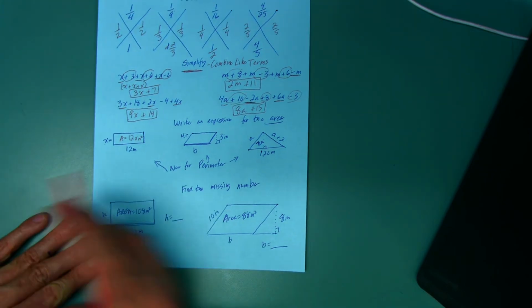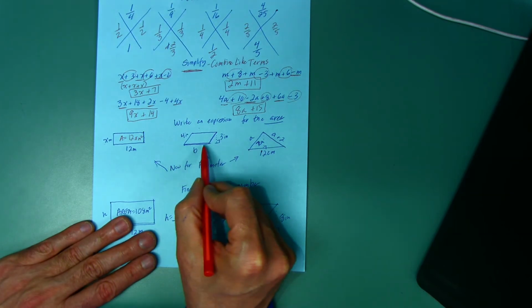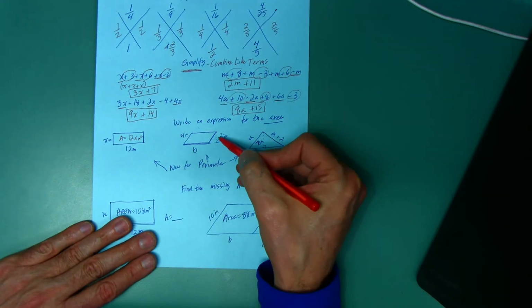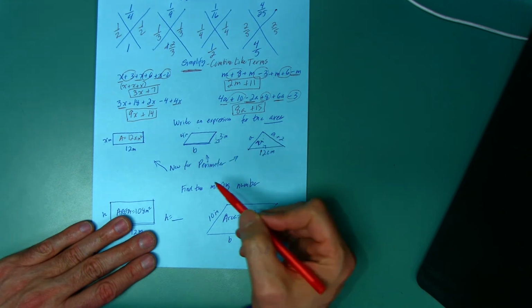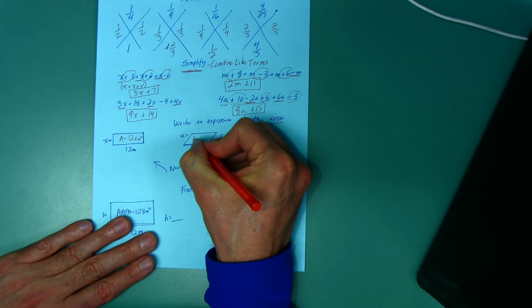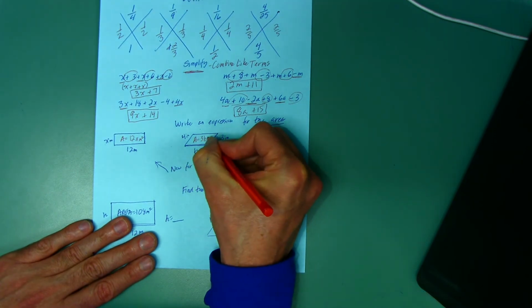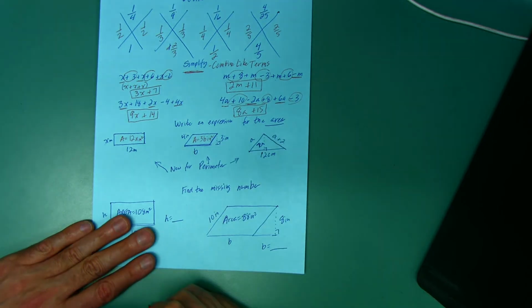Okay? All right, how about this one? Again, the area of a parallelogram is how wide it is at the bottom and how tall it is. So I don't care about that 4 for the area. I care about the b and the 3. So the area is, and this is inches, 3 times b square inches. That's it.